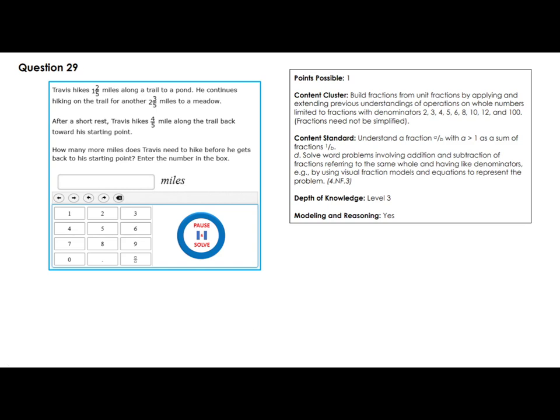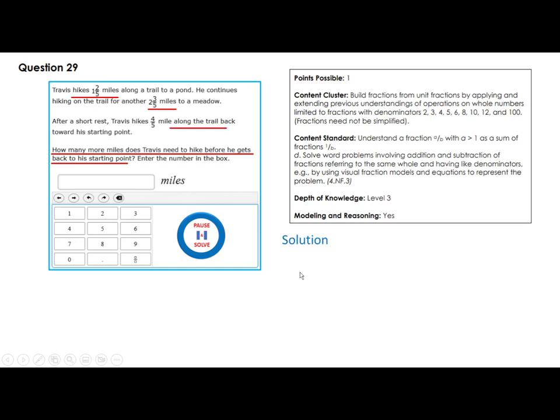Travis hikes 1 2/5 miles along a trail to a pond. He continues hiking on the trail for another 2 3/5 miles to a meadow. After a short rest, Travis hikes 4/5 of a mile along the trail back towards the starting point. Okay, so he did this first, then he added this, and he came back with this. How many more miles does Travis need to hike before he gets back to the starting point? Sometimes a drawing, making a small sketch does help.